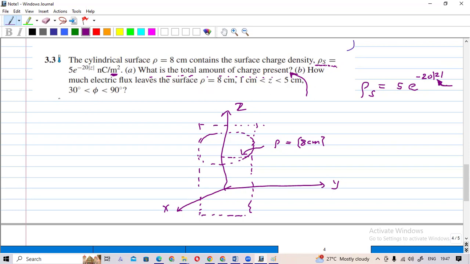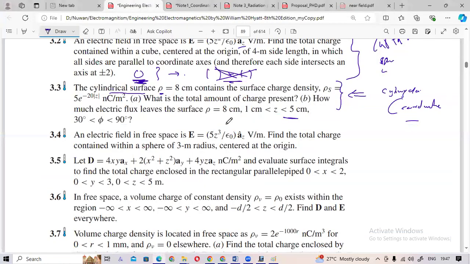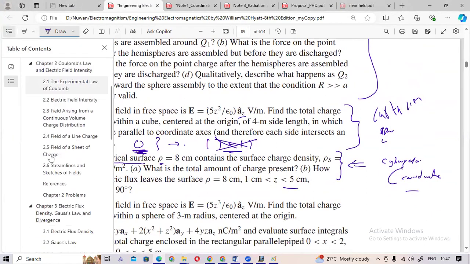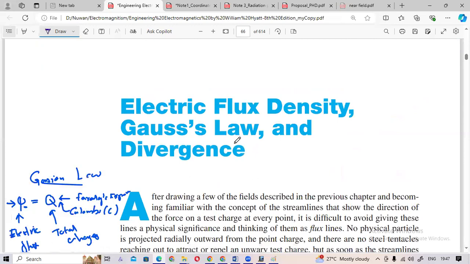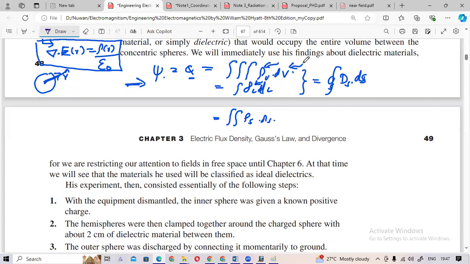So what do you have to do? The Gaussian law is not related to that. What do you need to do to find the total Q? If rho S is given, what do you need to do? I think I explained it. To find the total charge, what do we need to do?